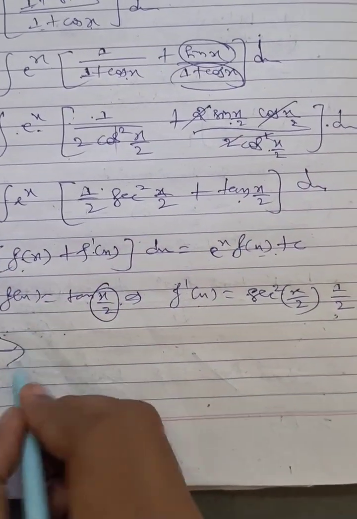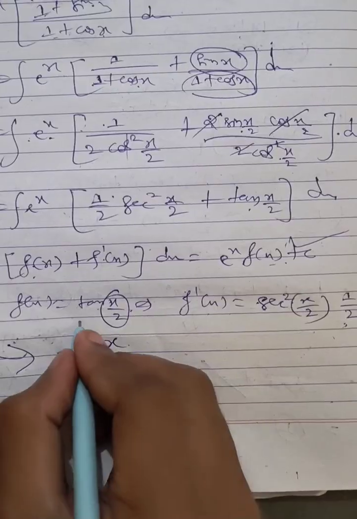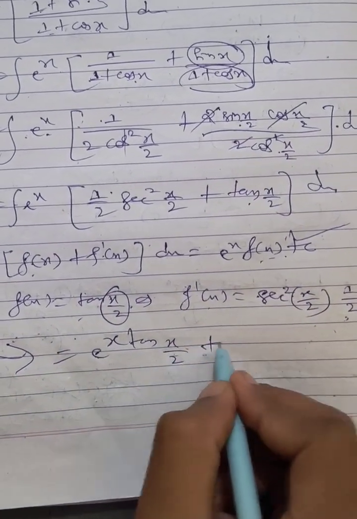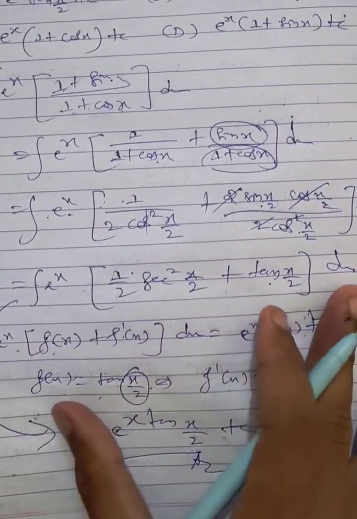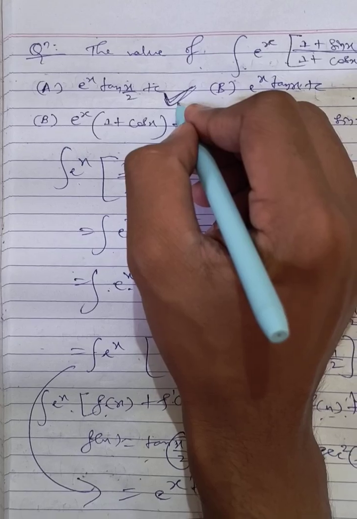So therefore the value of this integral using this property is given by e raised to x into f of x. So what is f of x? Tan x by 2 plus c. This is what the answer is. What is the answer here? E raised to x tan x by 2 plus c. Option is the correct one. So next, come to the next question.